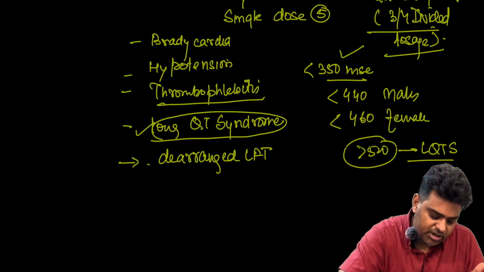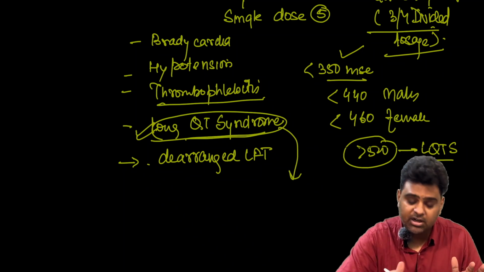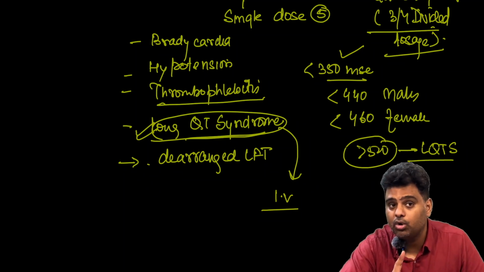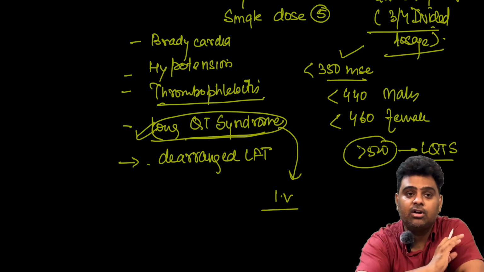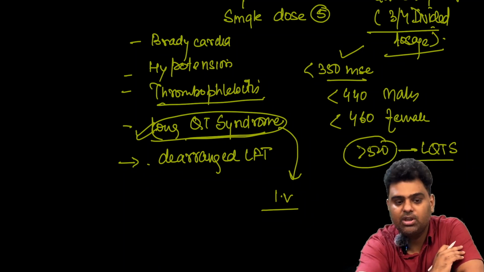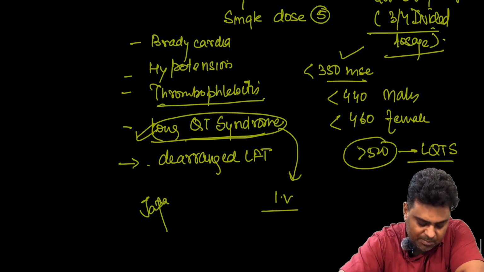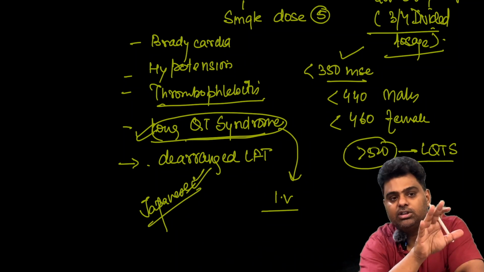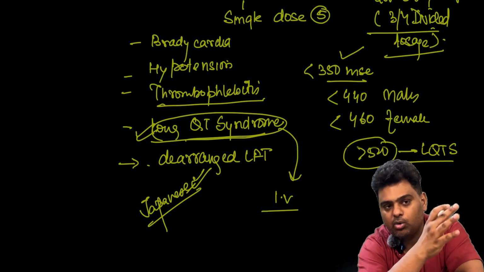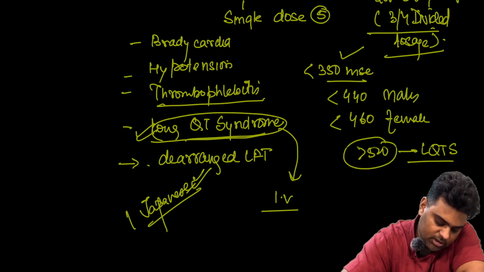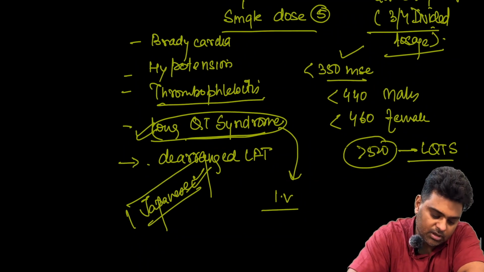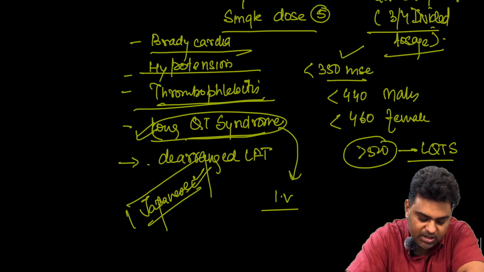Now, amiodarone can cause long QT syndrome. Please remember, IV amiodarone can cause long QT syndrome, but oral amiodarone doesn't. Therefore, in the Japanese guidelines, if you read, they never give amiodarone IV. They always use it orally. They do electrocardioversion and use it orally. But in India, we are using amiodarone freely. Okay, so these are the effects of a single dose: it can cause bradycardia, hypotension, thrombophlebitis, and deranged LFT.